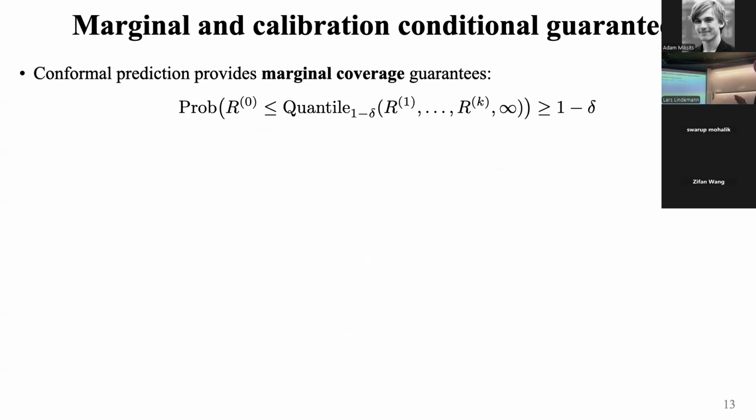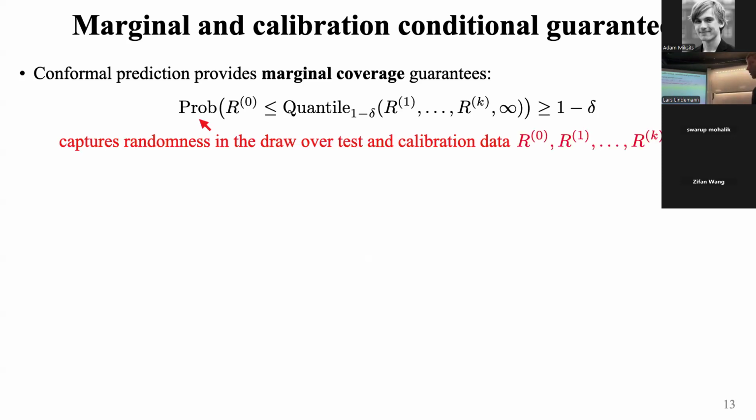The next slides go a little more into details, because I want to tell you a bit about what type of guarantees you really get. I think that's what a lot of people, even published papers, don't get right. And I think it's important to be aware of the type of guarantees that you really obtain. What you obtain with this kind of vanilla conformal prediction method are marginal coverage guarantees. So marginal here, by this community, means that the probability that we talked about so far captures randomness in the draw over test and calibration data, so over randomness in R0 to Rk, okay?